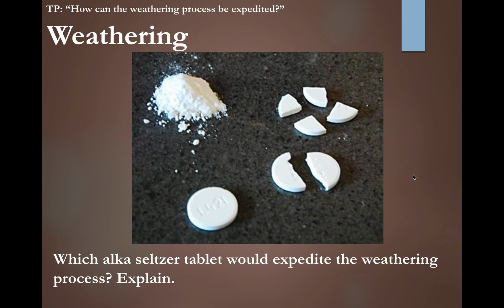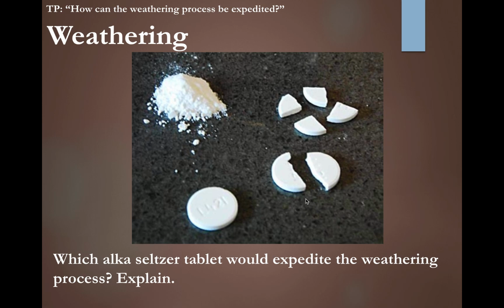Let's continue. Here we have a picture of Alka-Seltzer tablets. Which Alka-Seltzer tablet would be expedited in the weathering process? We have a whole tab here, and then we have halves. So we broke this in two almost equal pieces. Then we broke up this whole tablet into quarters, and then we broke up this into a fine powder.